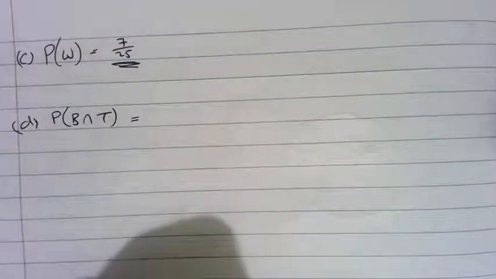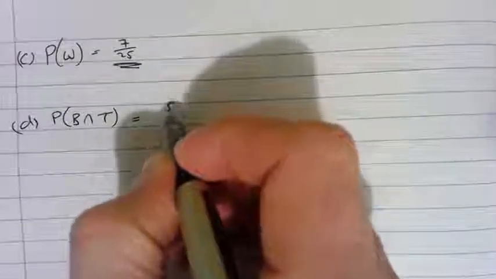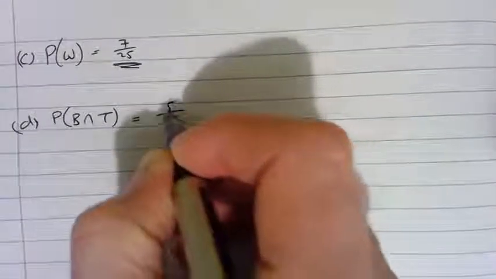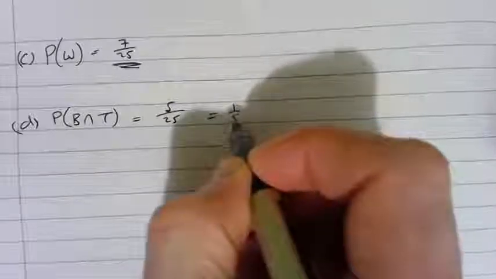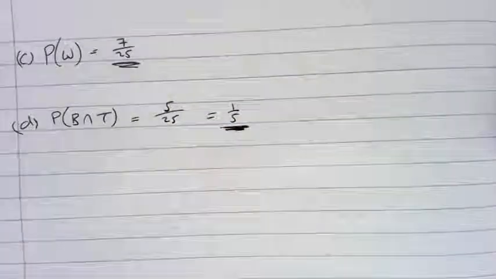Okay, part D. Find the probability that a person chosen at random travels to work by bicycle and train. So bicycle intersect train. Well, we actually worked that out in part B, the independence question. For bicycle and train, there were 5 people in that overlap. So 5 out of 25, or 1/5.